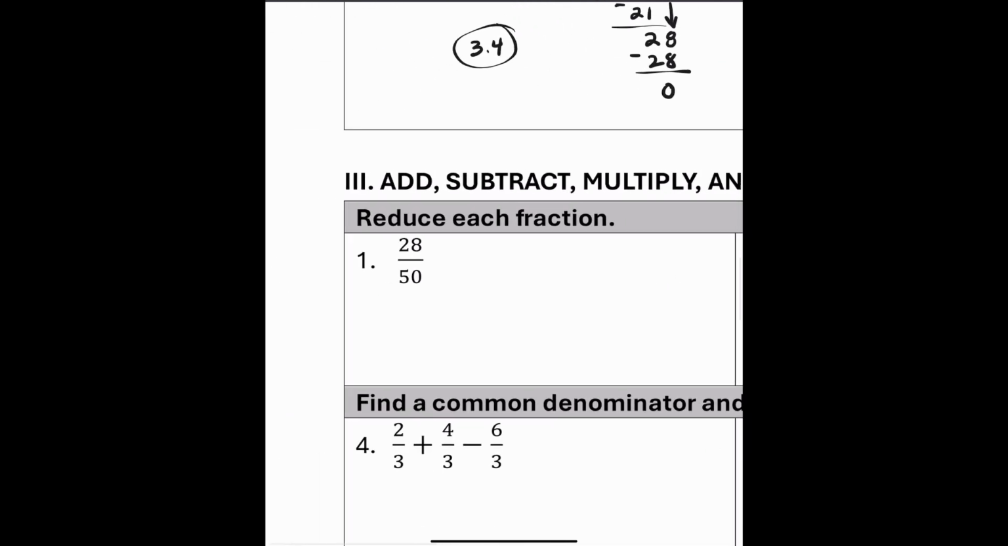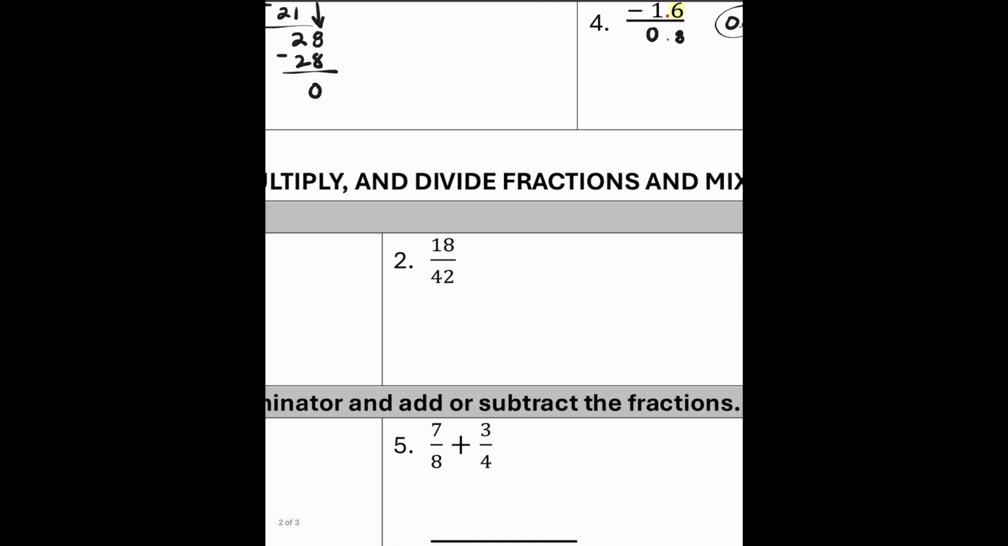So here we have 28 over 50. What is the largest number that goes into 28 and 50 at the same time? Well, that's just going to be 2, right? So I'm going to divide 28 by 2, and I'm going to divide 50 by 2. So 28 divided by 2 is 14, and then 50 divided by 2 is 25. So we have 14 over 25. Do I need to reduce this any further? No. So this is our answer.